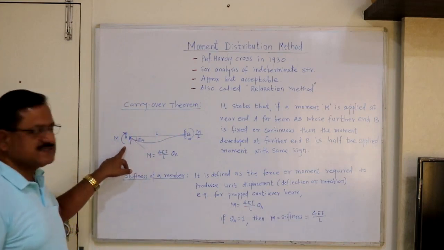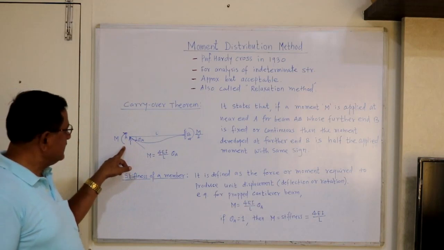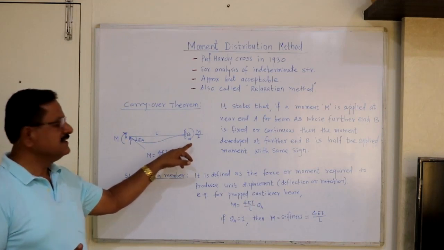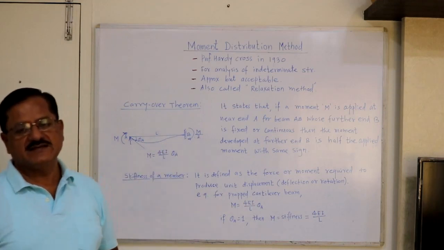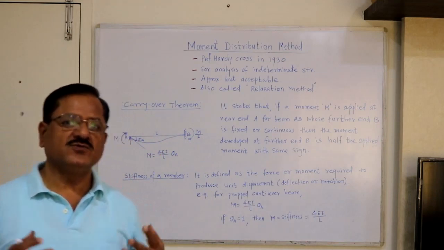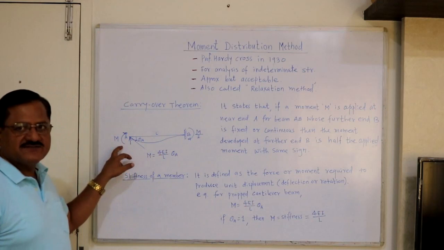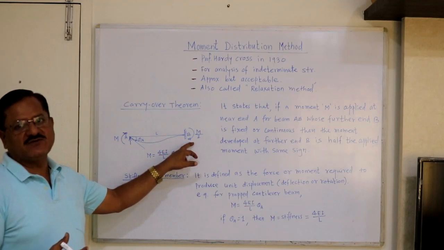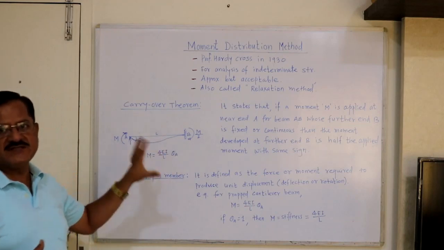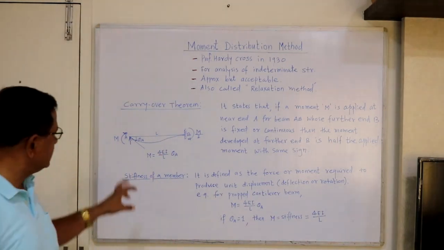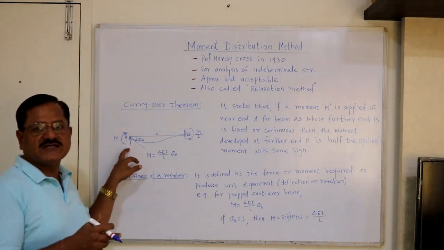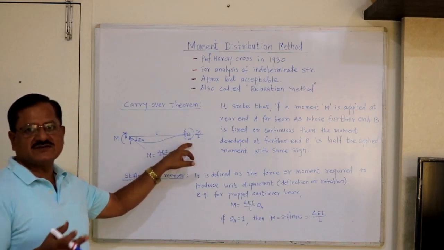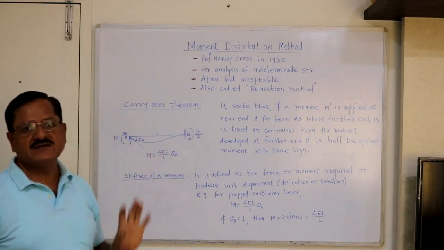Suppose a moment M is applied at the near end A of beam AB whose further end B is fixed or say continuous, then the moment developed at the further end is half the applied moment with the same sign. If a clockwise moment M is applied here, the same clockwise moment M by 2 will be developed at the further end. So if we apply a moment M at the near end to produce a rotation without any translation, then the moment developed at the further end, which is fixed or continuous, is half the applied moment with the same sign.